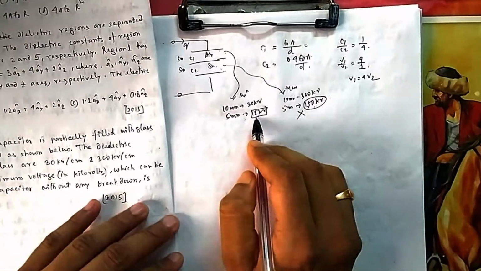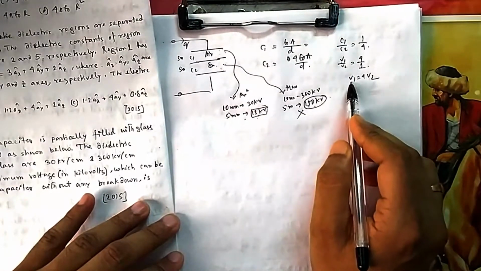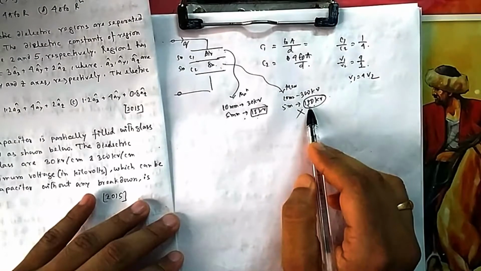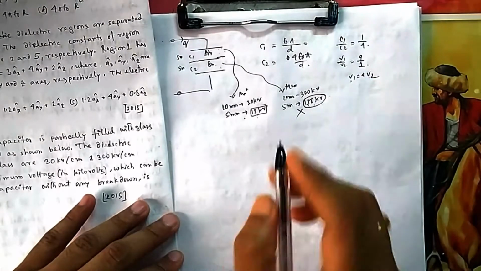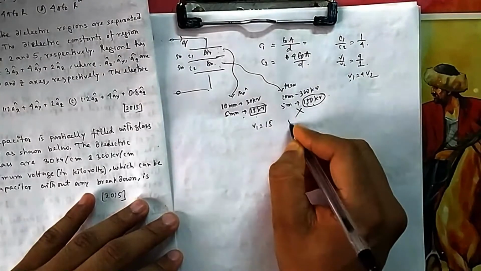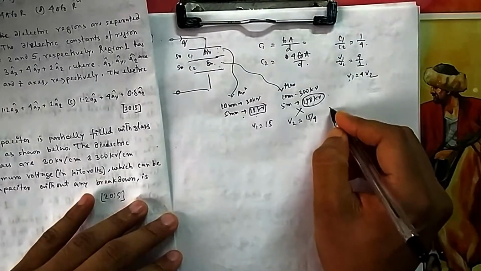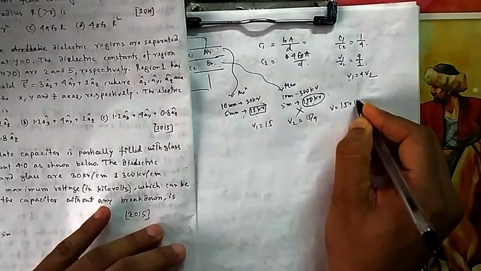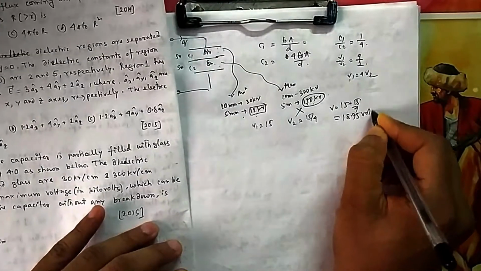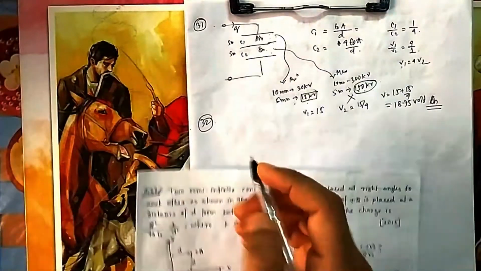Now if we apply 15 here as the maximum, what will be V2? If V1 is 15, then V2 will be 15 by 4. Then you can apply, because V2 can take up to a maximum of 150. So 15 by 4 it can easily take. So that means this is the fix: V1 I can take a maximum of 15, and the corresponding V2 will be 15 by 4. So what will be the total V? 15 plus 15 by 4. This is the maximum that we can take, which is nothing but 18.75 volt. This is the answer.